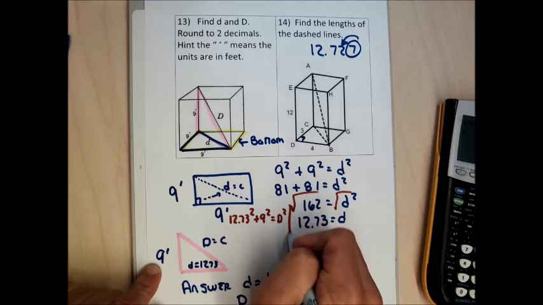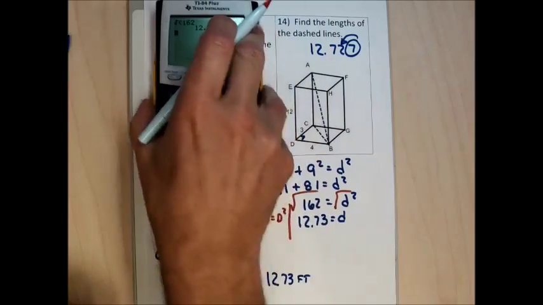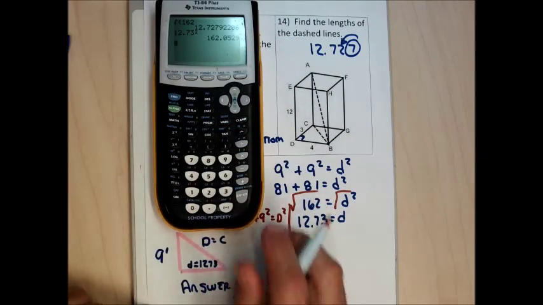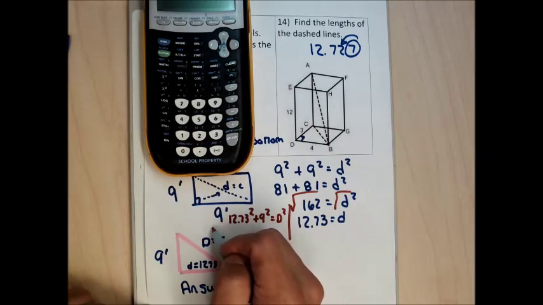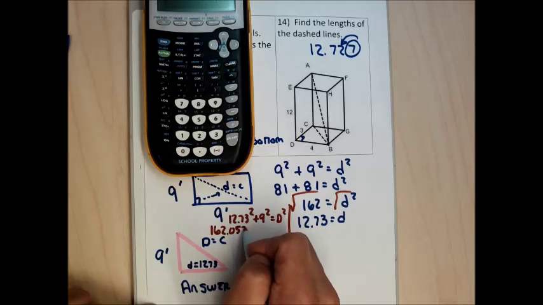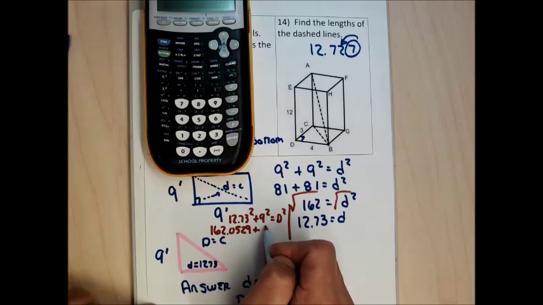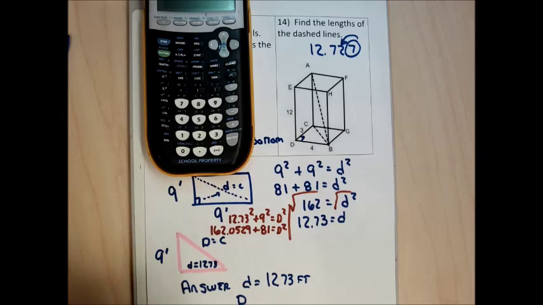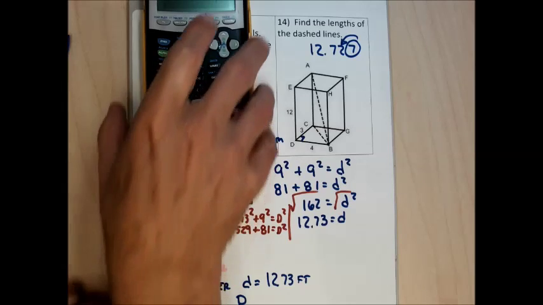and this gives me 162. I'm just going to keep all these decimals: 162.0529 plus 9 squared, which is 81, equals D squared. If I round that to 2 decimals, I don't think that's going to impact my final answer, but usually we only round once we get to an answer.